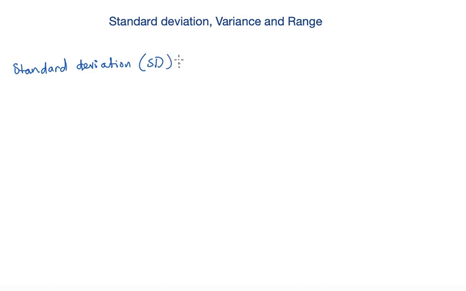Standard deviation is a measurement of how the data spread around the mean, and we can have high or low standard deviation. A high SD value means that the data are more spread out, while a low SD value indicates that the data are clustered around the mean and they're not widely spread.